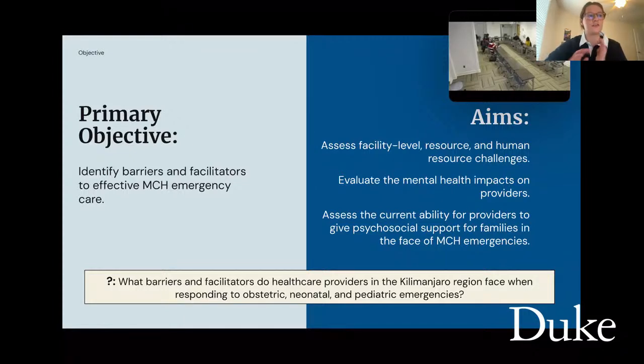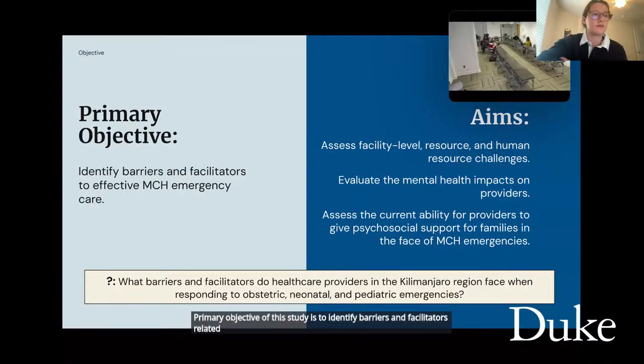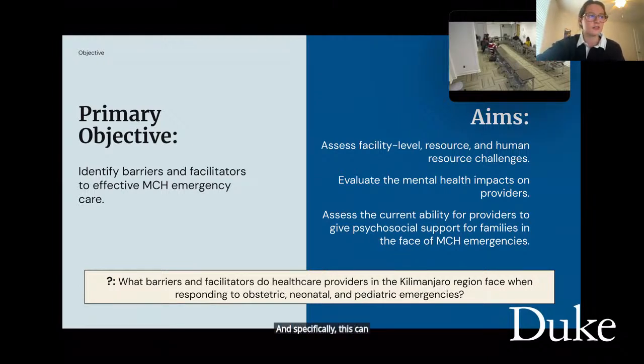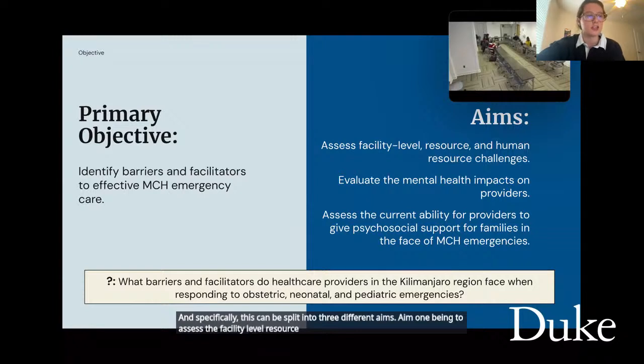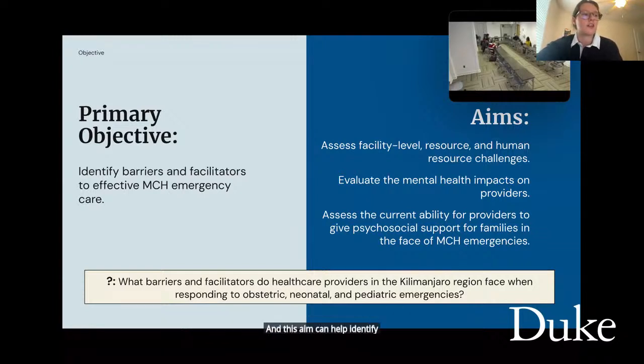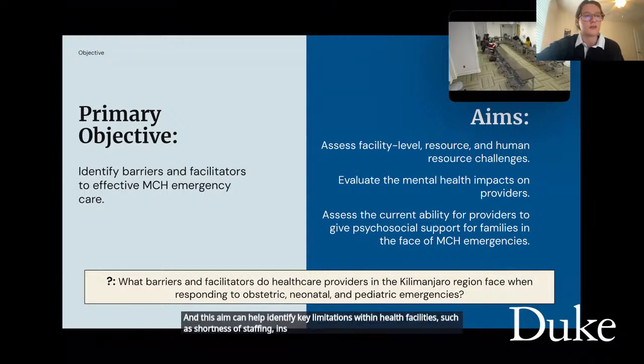The primary objective of this study is to identify barriers and facilitators related to effective maternal-child health emergency care. And specifically, this can be split into 3 different aims. Aim 1 being to assess the facility level resource and human resource challenges. And this aim can help identify key limitations within health facilities, such as shortage of staffing, insufficient training, and inadequate equipment.